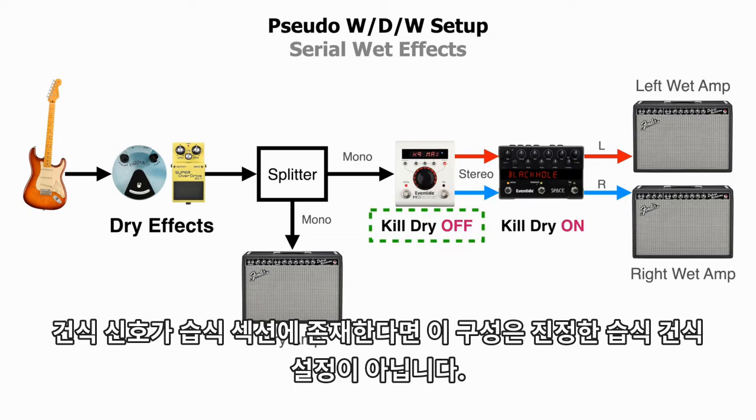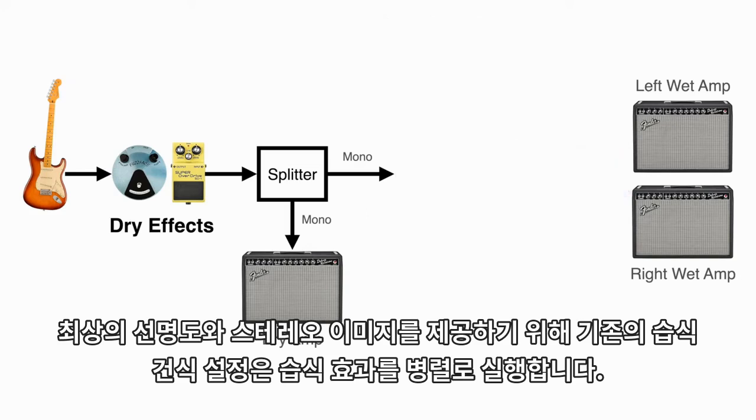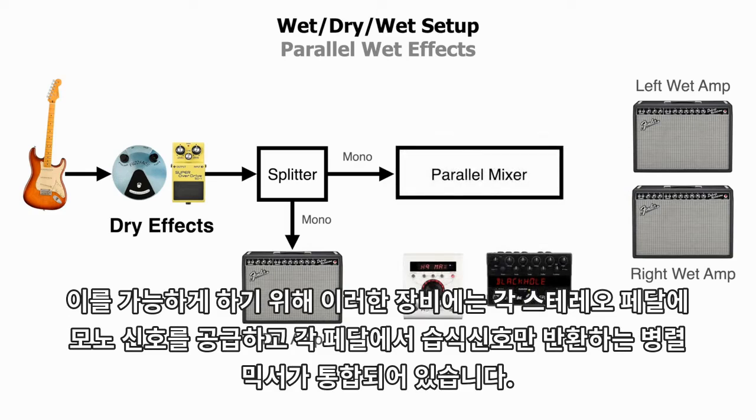To provide the best clarity and stereo image, traditional wet-dry-wet setups run the wet effects in parallel. To make this possible, such rigs incorporate a parallel mixer that feeds a mono signal to each stereo pedal and returns only the wet signal from each.